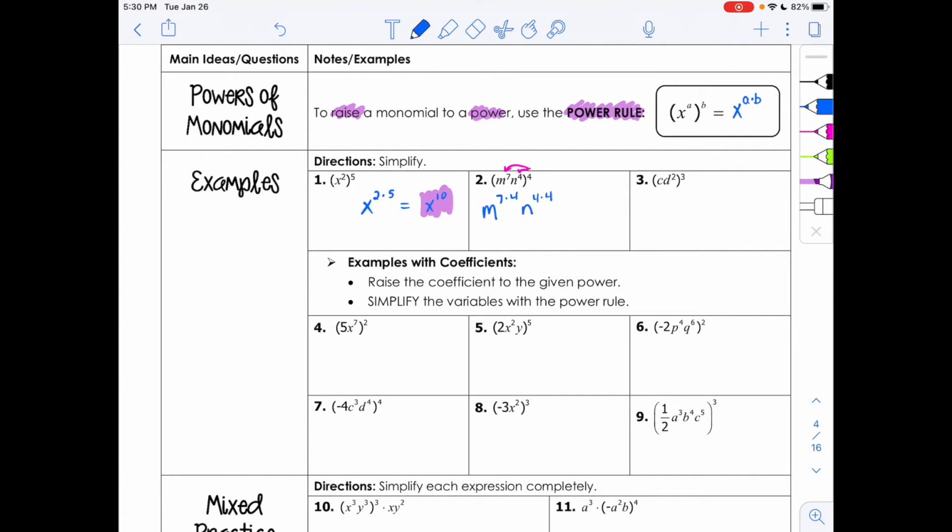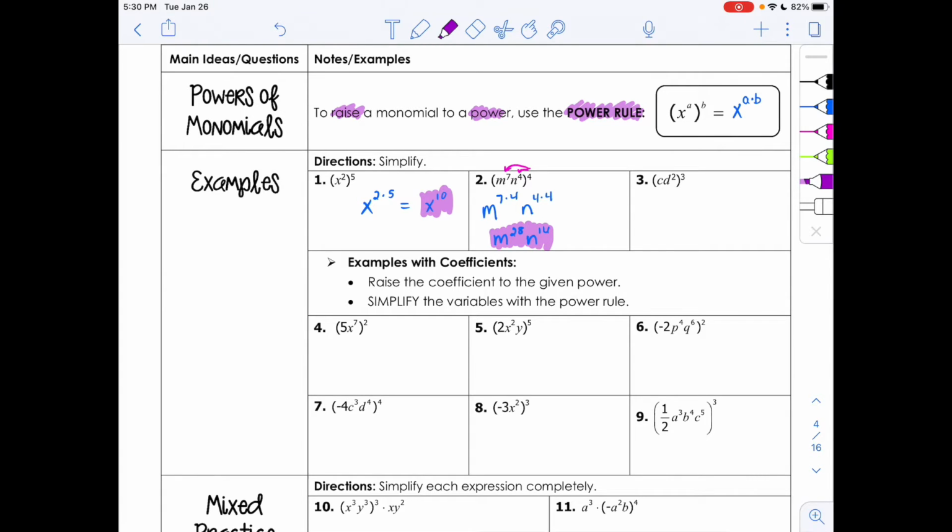So you're taking the exponent that's on the variable in the parentheses times the exponent outside your parentheses. And that would result in M to the 28th, because 7 times 4 is 28, N to the 16th, because 4 times 4 is 16.